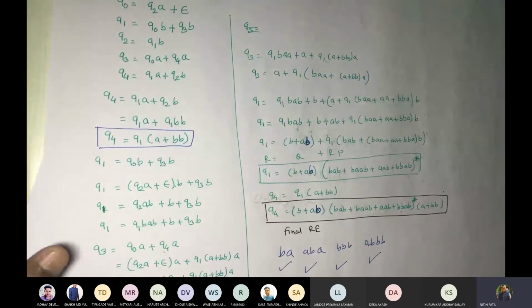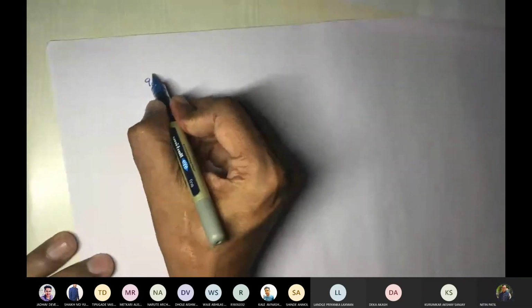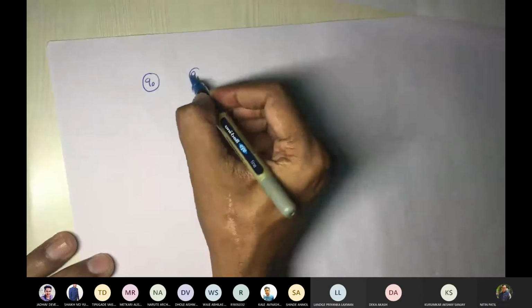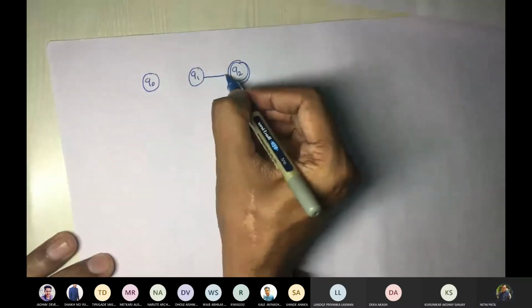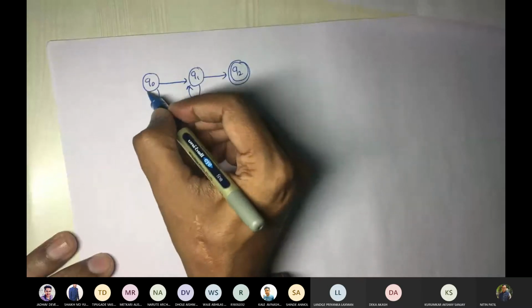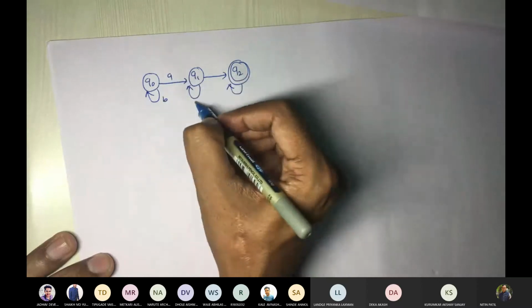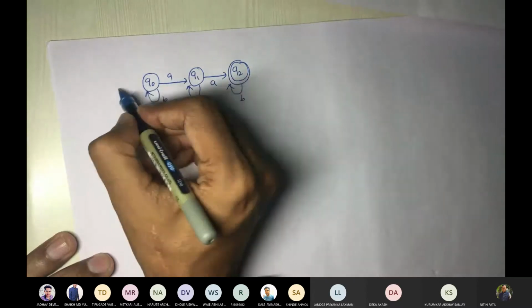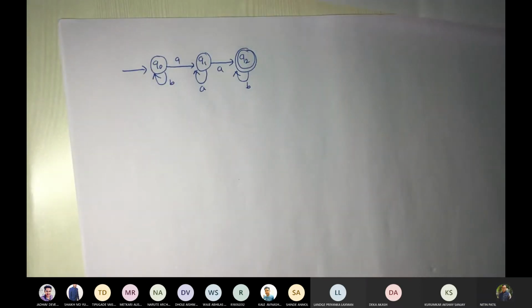Fine. Will you try solving one? I will give a simple one today, right now. Let us try solving this. Q0, Q1 and Q2. Try to solve it and post your solutions.